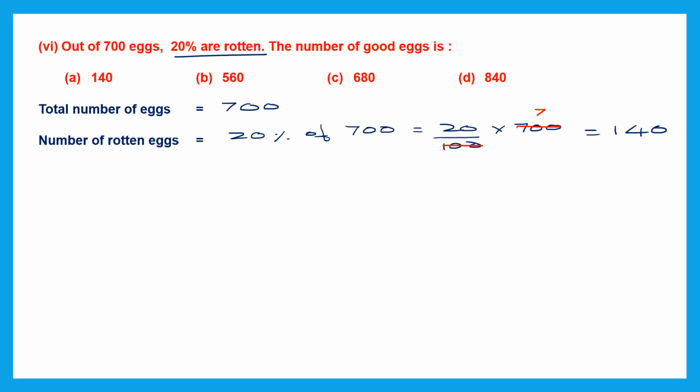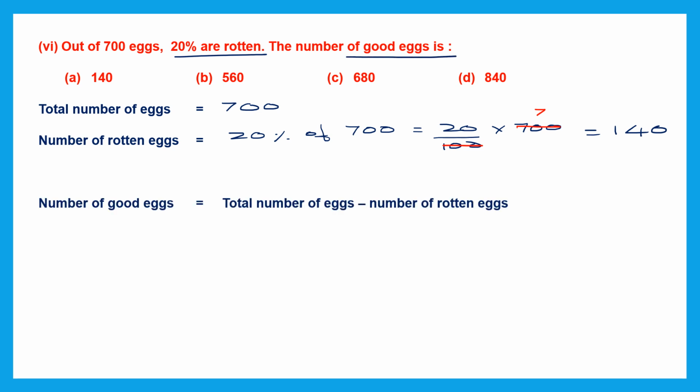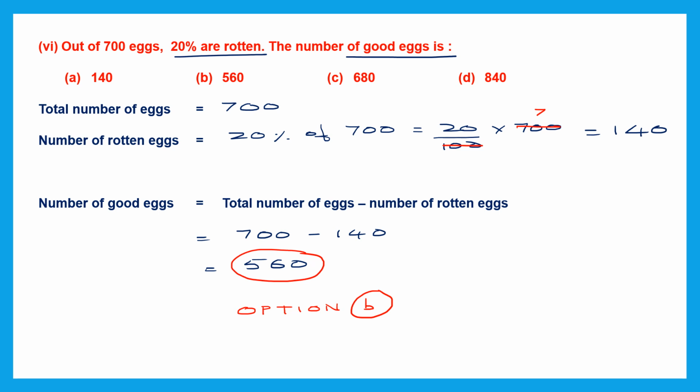Now we've been asked to find the number of good eggs. So the number of good eggs will be the total number of eggs minus the number of rotten eggs. So the total number of eggs is 700 minus 140. So this is 700 minus 140. And that is equal to 560. So the number of good eggs is 560 and this is option B. So let's write that. Option B is 560 and this is our answer.